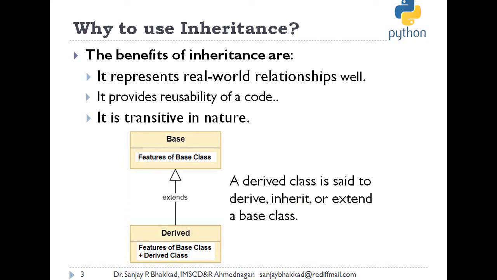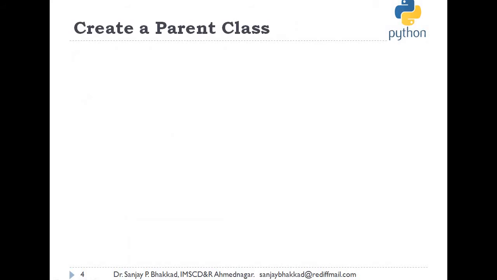So let us start with the practical implementation of the inheritance model. First, let us see how to create a parent class. Any class can be a parent class, so the syntax is the same as creating any other class: the keyword class followed by the class name. In this example, I am going to create a class named person with first name and last name properties and a print name method.